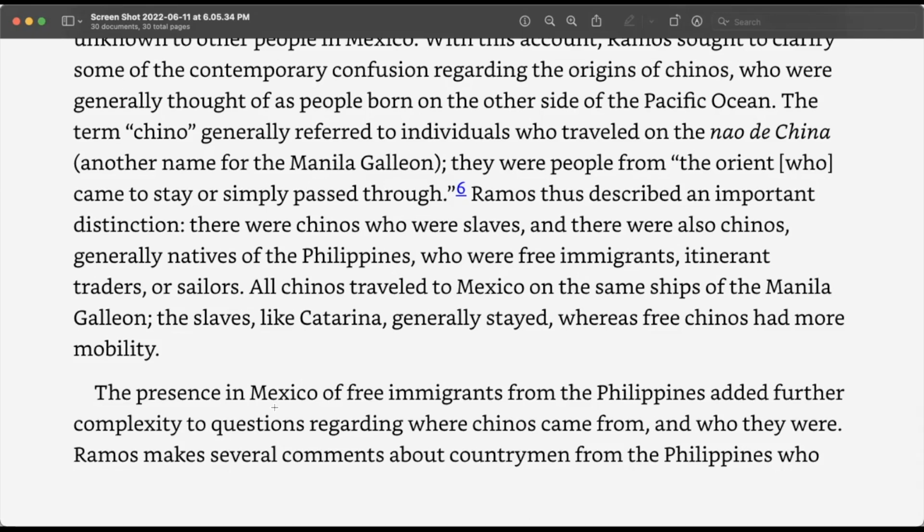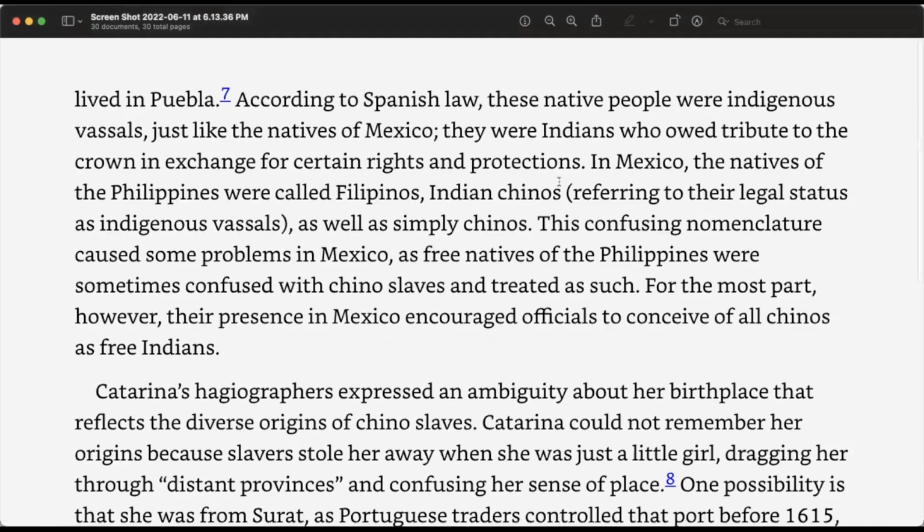Ramos makes several comments about countrymen from the Philippines who lived in Puebla. According to Spanish law, these native people were indigenous vassals. According to Spanish law, what? They became what? Indigenous vassals, just like the natives of Mexico. They were Indians who owed tribute to the crown in exchange for certain rights and protections. In Mexico, the natives of the Philippines were called Filipinos, Indian Chinos, referring to their legal status as indigenous vassals, as well as simply Chinos.